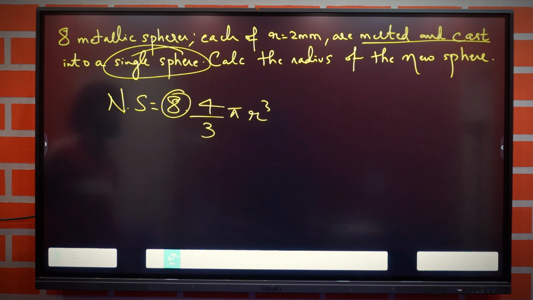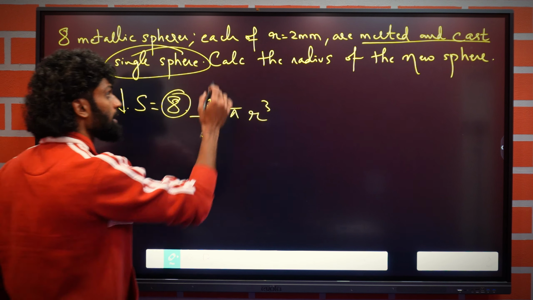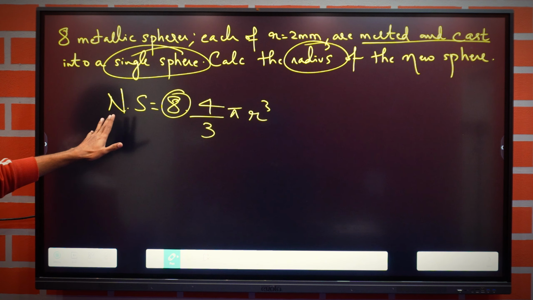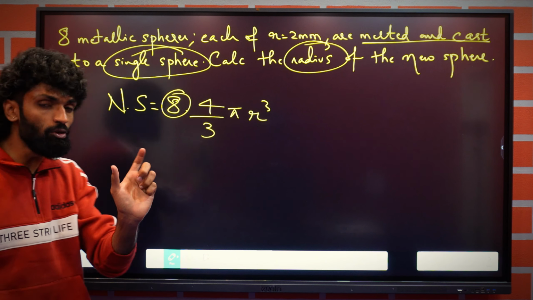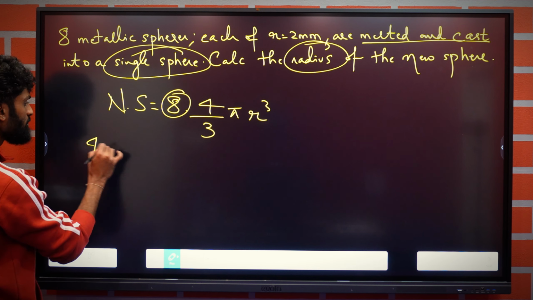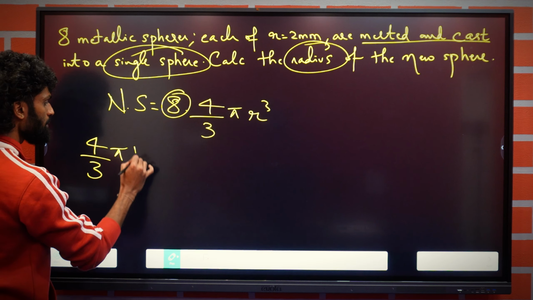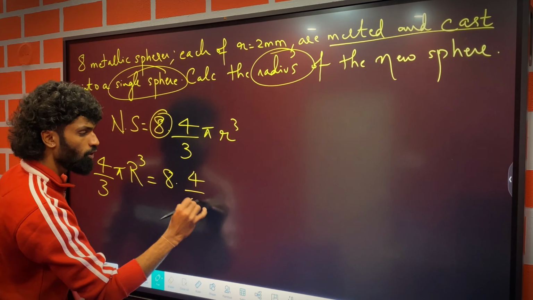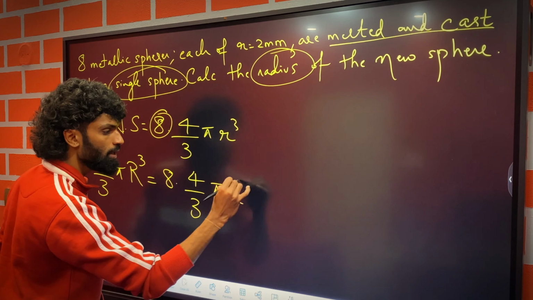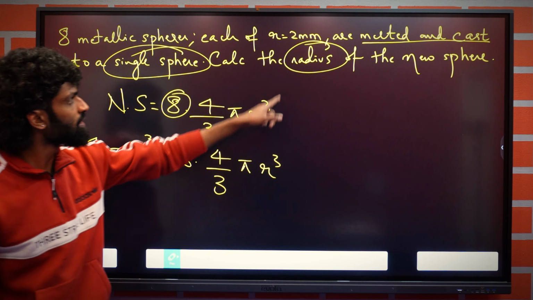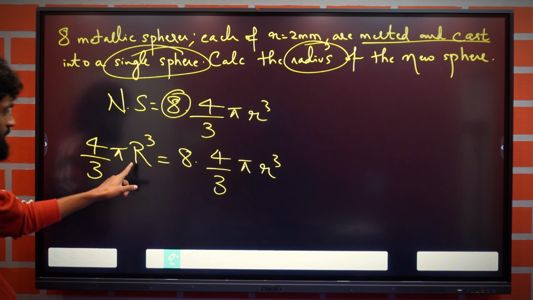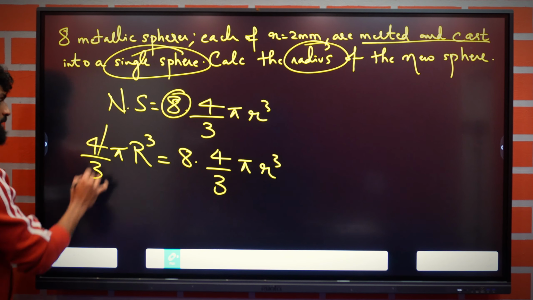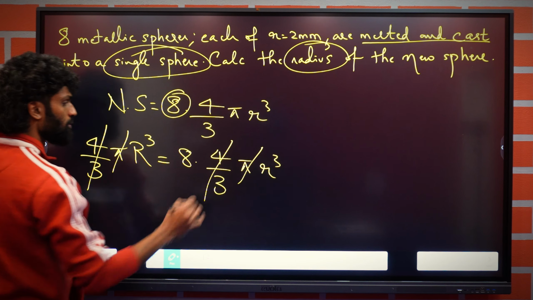Now, what has to be done first of all? They're asking me to calculate the radius of the new sphere. If you look at the board here, I use the new sphere only on my left hand side. Just because I've used that phrase, I'll use a different r altogether. It will be 4 by 3 pi capital R cube is equal to 8 into 4 by 3 pi lowercase r cube. Now what's this r? The one given to me as 2 mm. What is this R? The one which I'm supposed to find. Now what's the advantage of writing it like this? Life becomes much simpler.